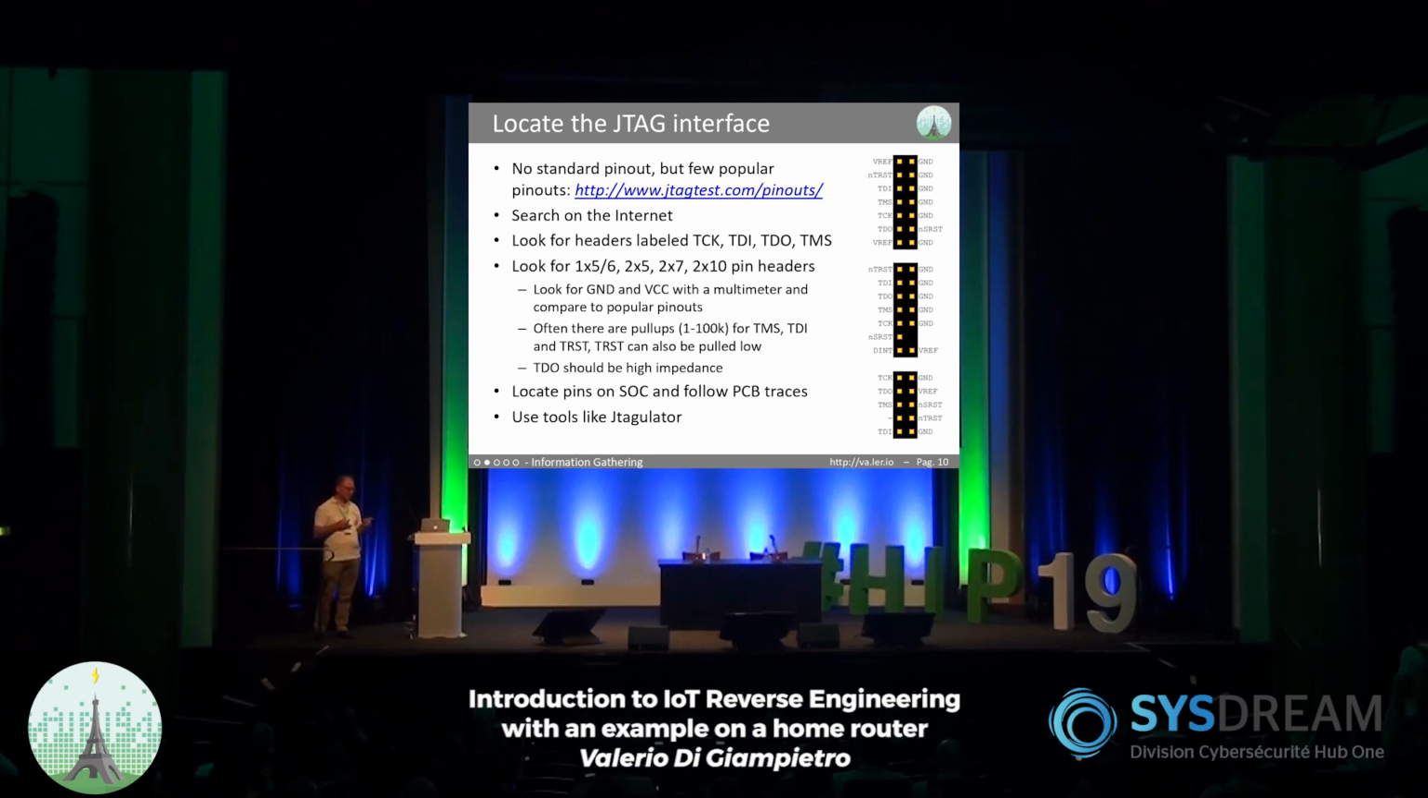So with the multimeter, we can try to identify some of these pins, then match what we found with popular pinouts, and this way try to identify the pinout of the JTAG interface. Otherwise, if we know the system on a chip and its data sheet, as before, we can identify the position of the JTAG interface of the system on a chip and try to follow the PCB traces. Or we can use tools like Jtagulator, as seen before.